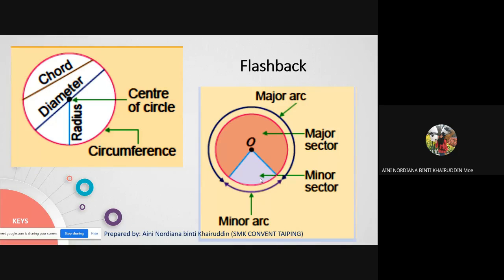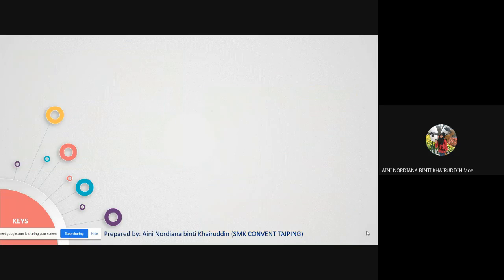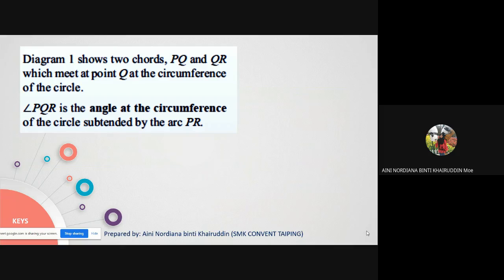Minor sector, the blue color one. And the other, the bigger one is major sector. Okay, so the purple is minor arc. This is what we call minor arcs. And the other are major arc. Okay, next.